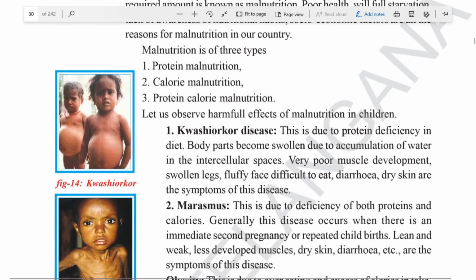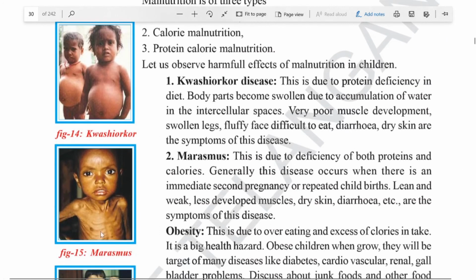Kwashiorkor is a disease caused by protein deficiency in the diet. Body parts become swollen due to accumulation of fluid in the intercellular spaces. Protein is not present, only carbohydrates have been taken. So the body parts swell, and they won't feel hungry. Poor muscles, swollen legs, fluffy face, difficulty to eat, diarrhea and dry skin are the symptoms of this disease. Now marasmus. Marasmus is the deficiency of both, when we don't take enough proteins as well as calories.